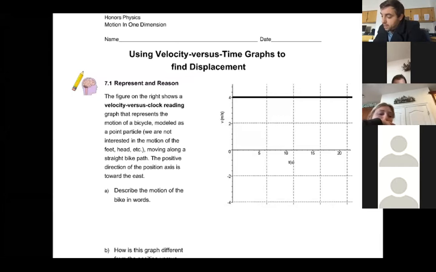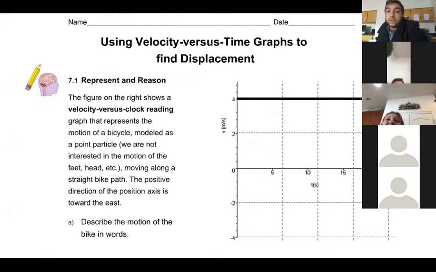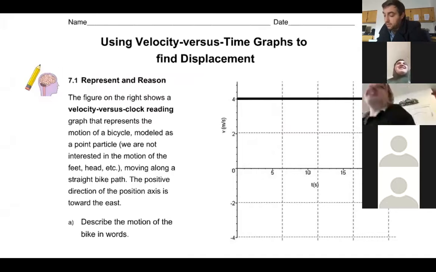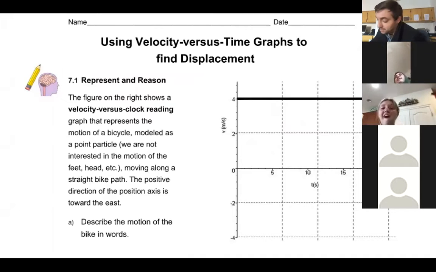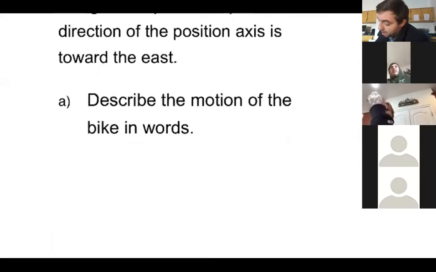So what we have here, guys, is a velocity time graph with a straight line at 4 meters per second. The line is flat and it doesn't have a slope. So what we know is that there's no acceleration, and that would mean constant velocity. So I see this bike start off at 4 meters per second and continue that 4 meters per second pace throughout the entire time.